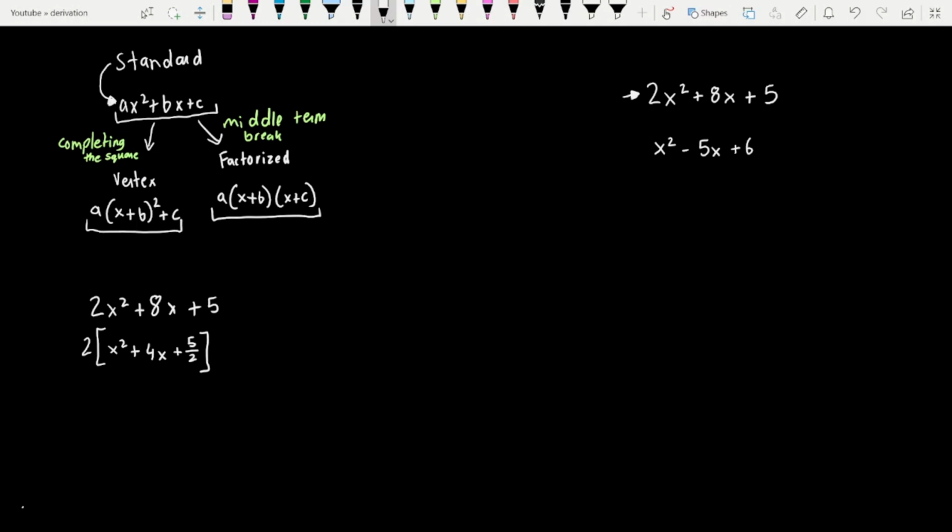Okay, now what you want to do is you basically want to look at this middle term. And what you want to do is you want to divide this thing by 2. Not the x, but just the number 4. So what I'm going to do is I'm going to divide 4 by 2. You always want to half that middle term. I'm going to have that middle term, and I'm going to get 2.